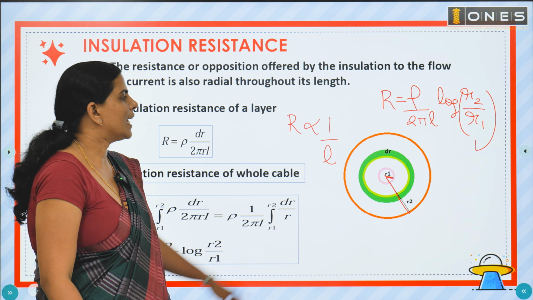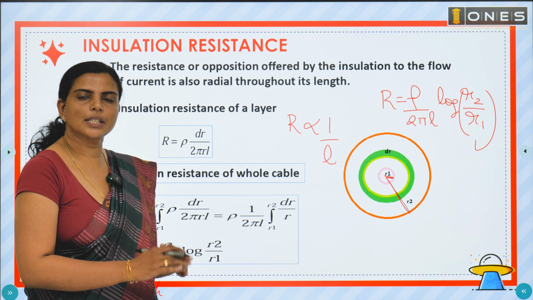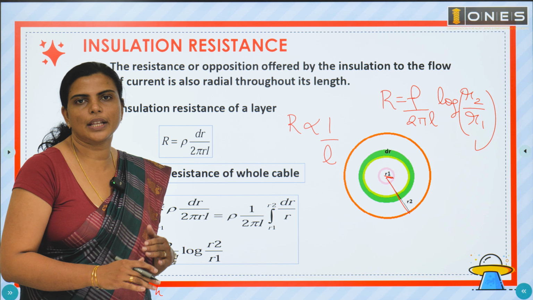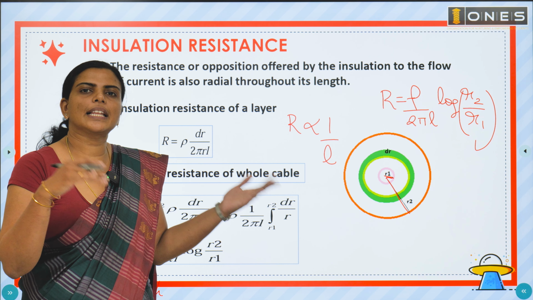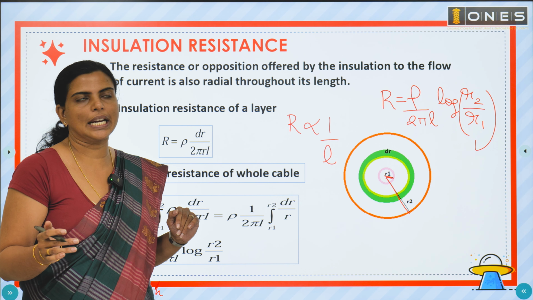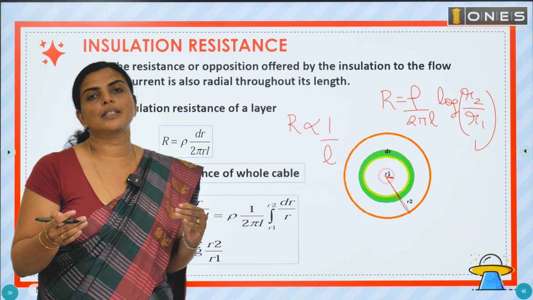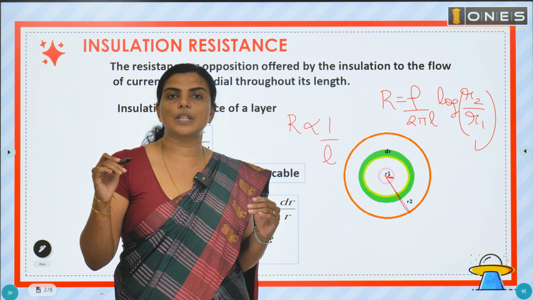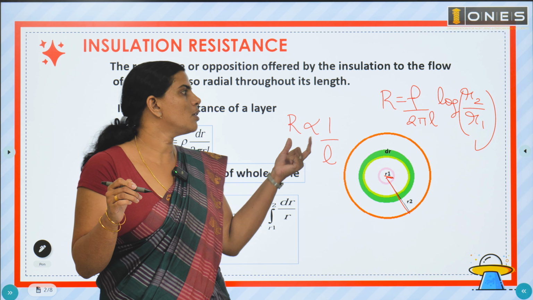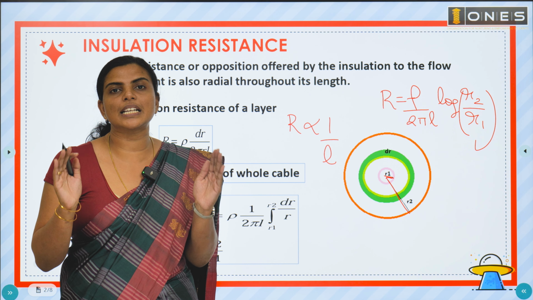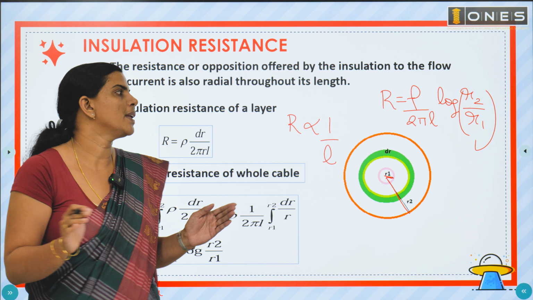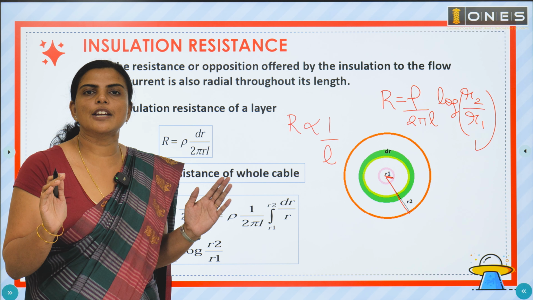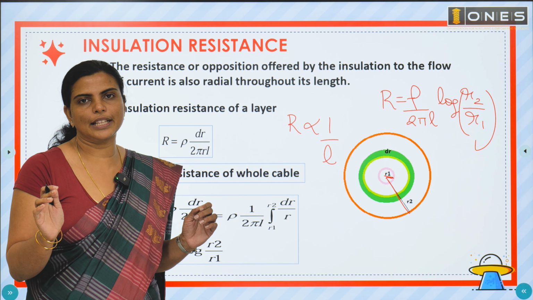Okay, as the length of the cable increases, insulation resistance decreases. That is what is meant by if one increases the other decreases. That is the inverse proportionality. But in the case of normal resistance, what was it? R was directly proportional to the length. So this is important: if it is mentioned as insulation resistance in the problem, you have to be careful. It is inversely proportional to the length of the cable.